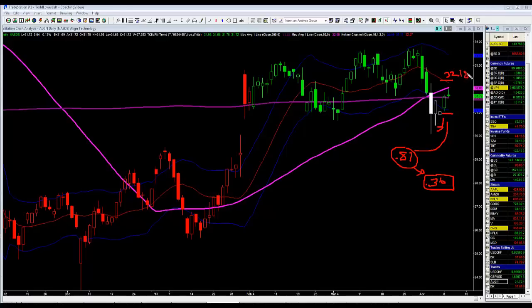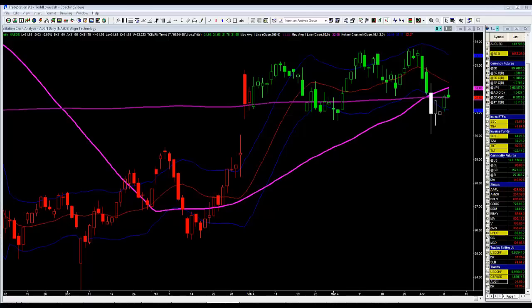32.18. All right, 32.18. Missed it by 20 cents today. But again, we're risking 36 cents on this trade, so we're not risking a whole lot. We cut our initial catastrophe stop by over 50%.